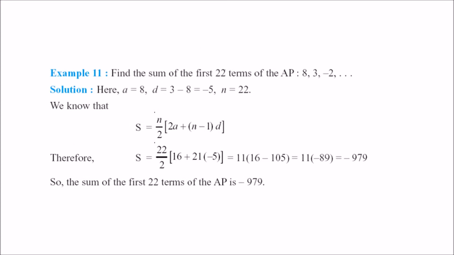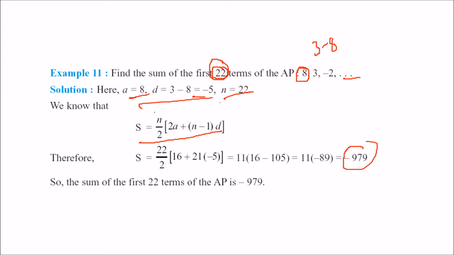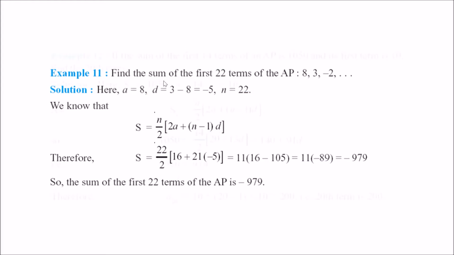Find the sum of the first 22 terms of the AP 8, 3, minus 2, and so on. So a is 8. The common difference is 3 minus 8, that is minus 5. And we have to find the sum of the first 22 numbers, so n will be 22. Just place these in the equation n by 2 into (2a plus (n minus 1) into d). These are known. The answer would come as minus 979.